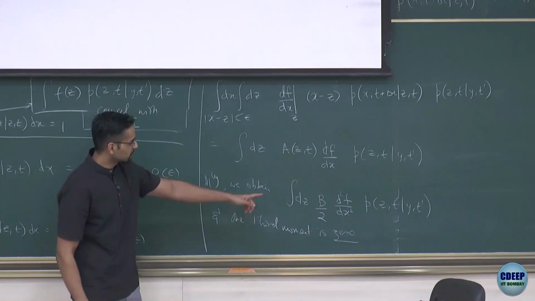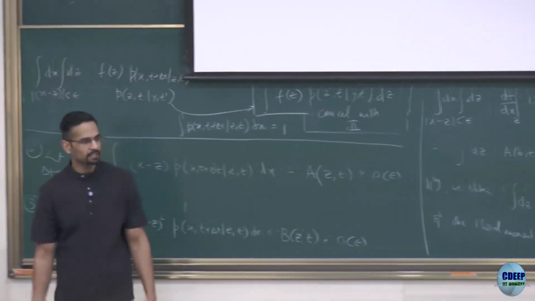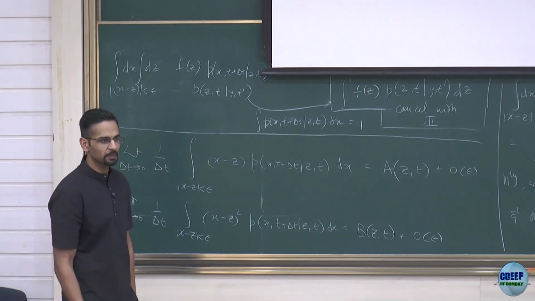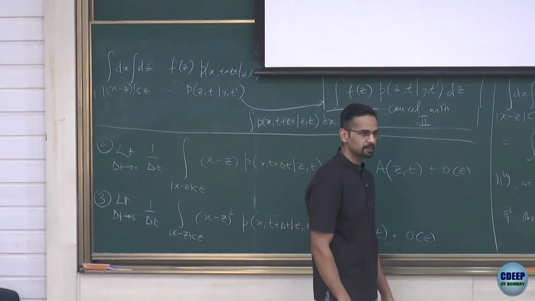Now if you take the last term, which was x minus z the whole cube, that is like the third moment, which we have proven already is small. It's epsilon times b. So that will drop off, and similarly all higher terms will drop.